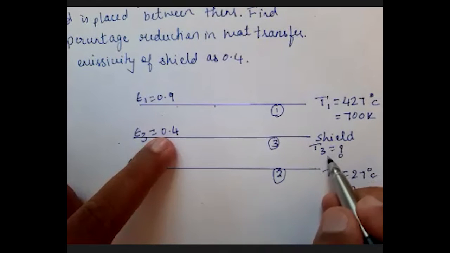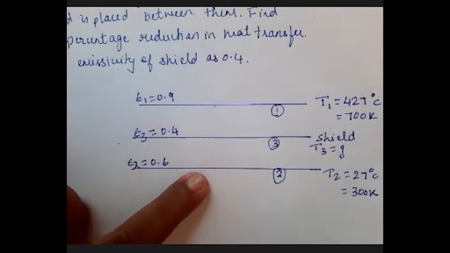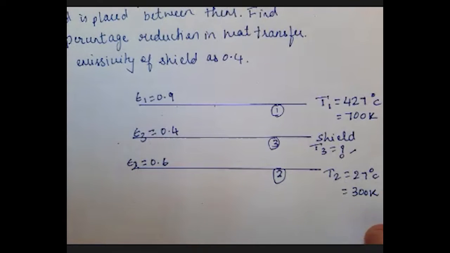The temperature of the shield is not given, so it is just a question mark, which I need to find out. Then the temperature of surface 2 is 27 degrees Celsius, which is 300 Kelvin. I need to find out the heat exchange, the percentage reduction in heat transfer. I need to find out the percentage reduction in heat transfer.